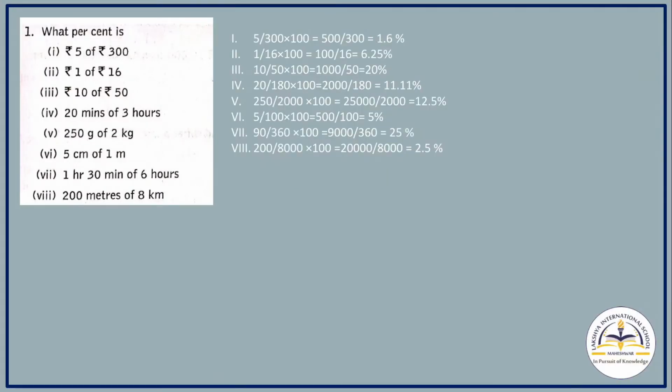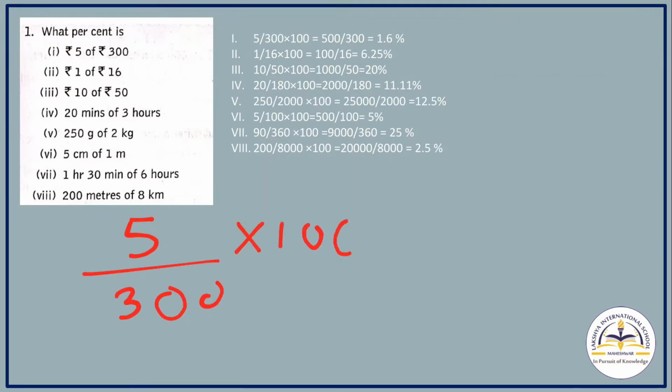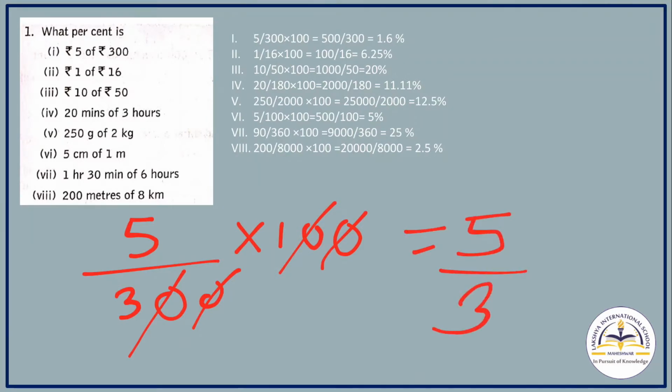Question number 1, what percent is rupees 5 of rupees 300? Now you have to find out how many percent rupees 5 will be of rupees 300. So we have to write 5 by 300 into 100. To calculate the percentage, we have to multiply with 100. Now this 0 cancels, this 0 also cancels. Now you have to divide 5 by 3. So when you divide, you will get 1.6.